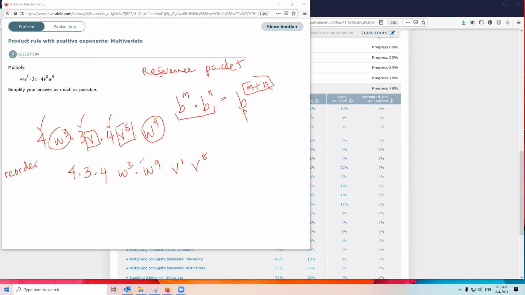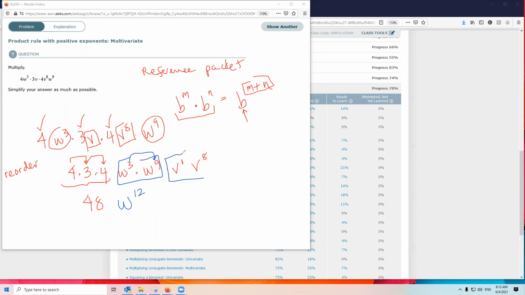All right, now I'm just going to simplify this. First, I'm going to multiply these numbers together. 4 times 3 is 12. 12 times 4 is 48. Now I have W to the 3 times W to the 9. But this is where the product rule comes in. It says keep the variable the same, W, but add the exponents. Well, 3 plus 9 is 12.